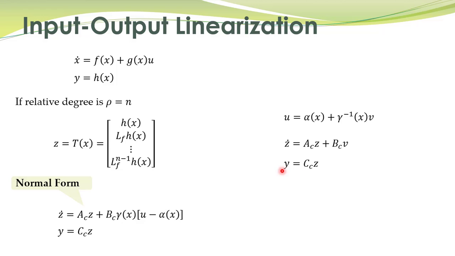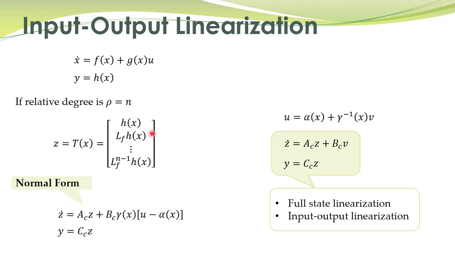You can even find a transfer function between this new input and the output. So if relative degree is equal to n, then the situation is simpler. This state transformation will not only give you full state linearization, but it will also give you input output linearization.